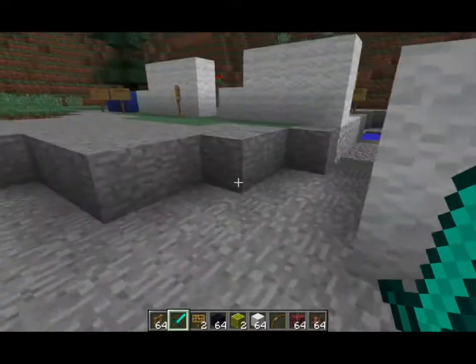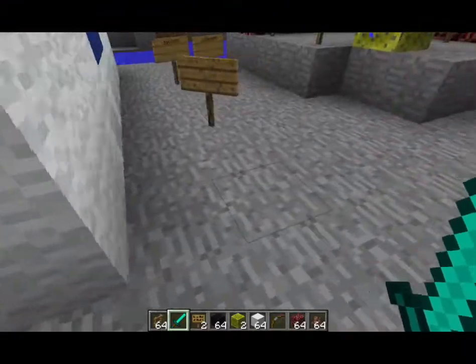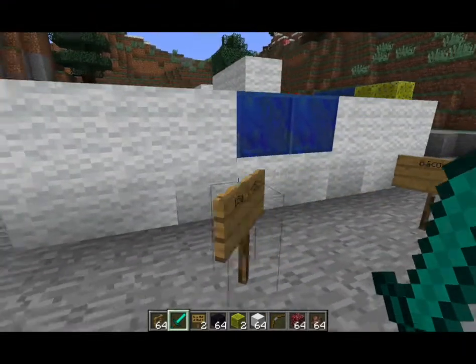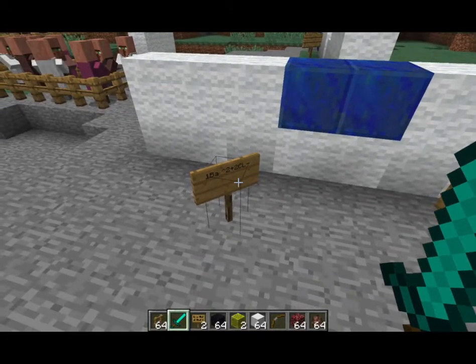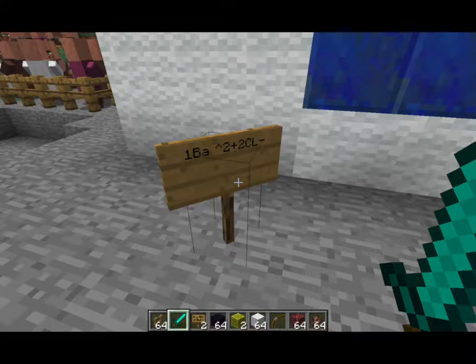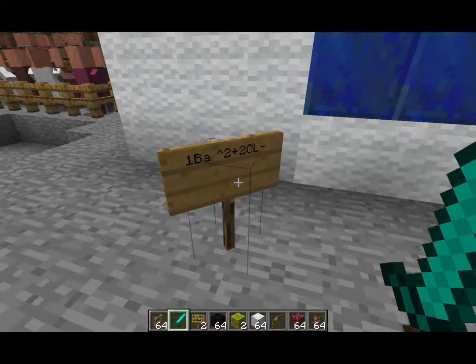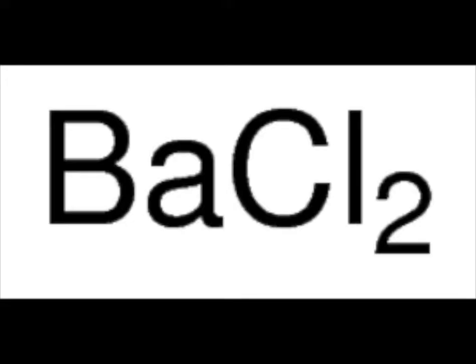Before writing the chemical formula, you need to balance the equation first. So to do this, you have 2 chlorines with 7 valence electrons each and 1 barium. You write this down like this: 1 Ba to the power of 2 plus, 2 Cl minus. To write down the formula, you write BaCl2, with the 2 in the subscript.